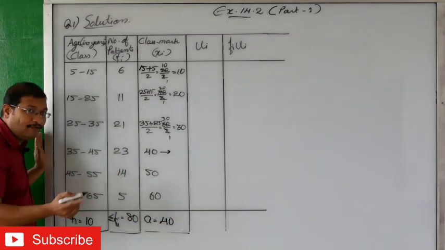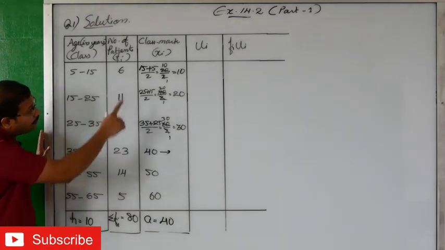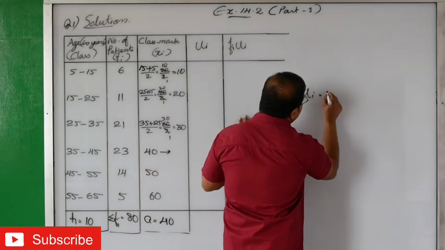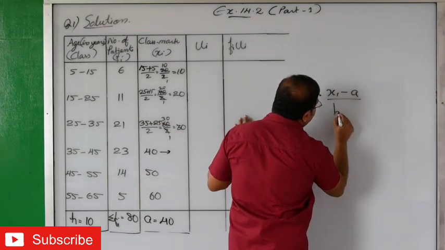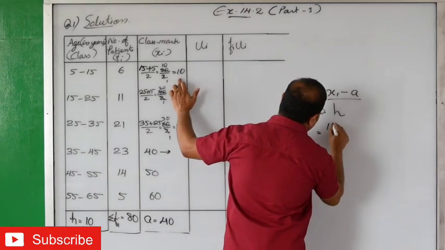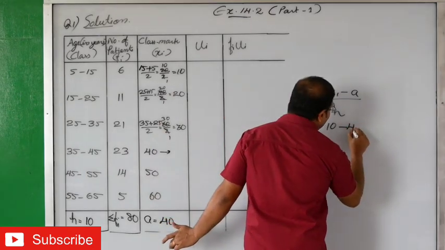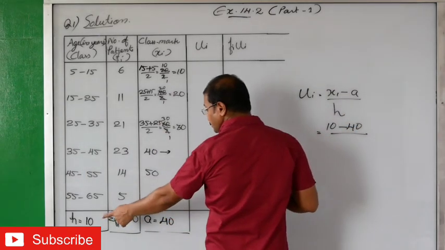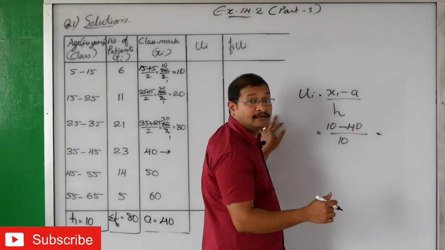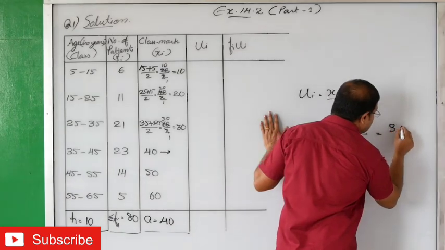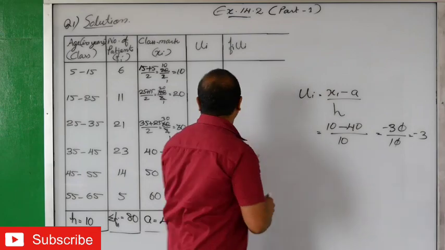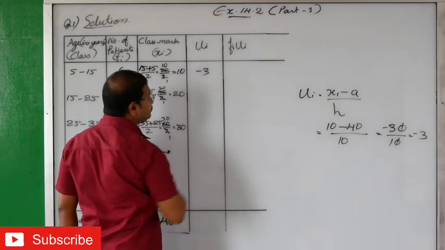Now, if you take A as 40, how can you find out the value of ui? ui equals (xi minus A) by h. What is the value of xi? 10 minus A. What is the value of A? 40 by h. What is h? 10. 10 minus 40, or 40 minus 10? 30, isn't it? But of course, minus 30 by 10. The 0s will cancel, and we'll get minus 3. So here we are going to get minus 3.